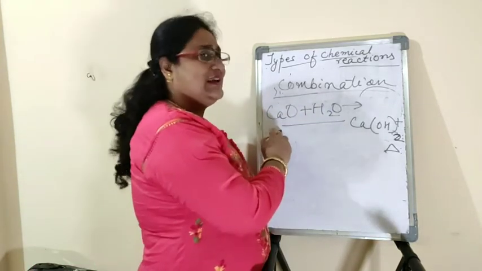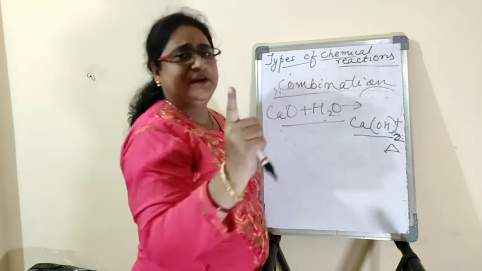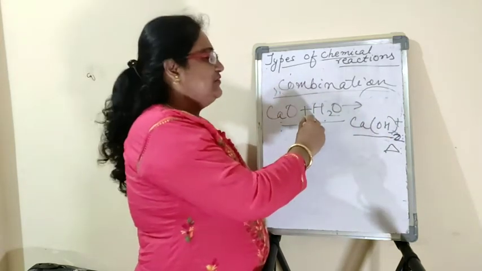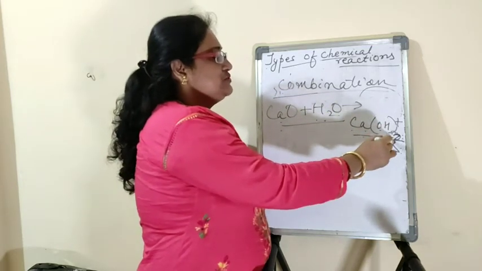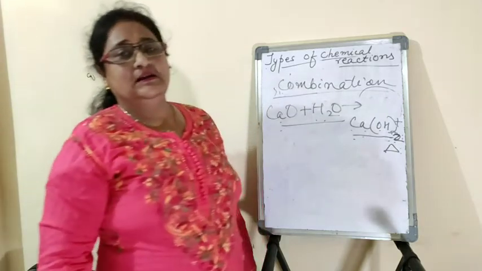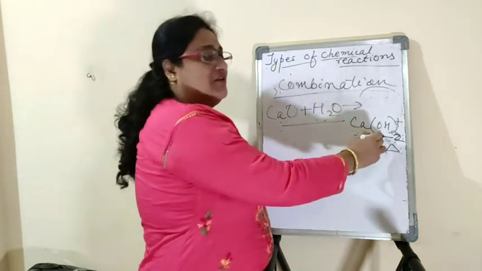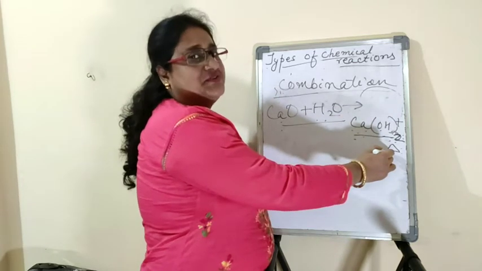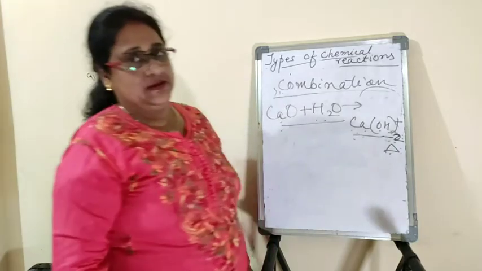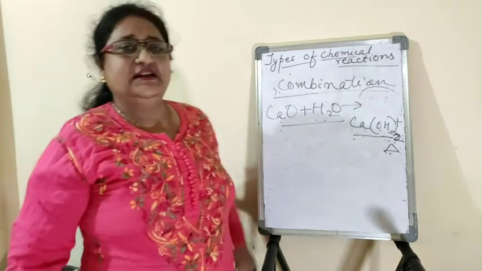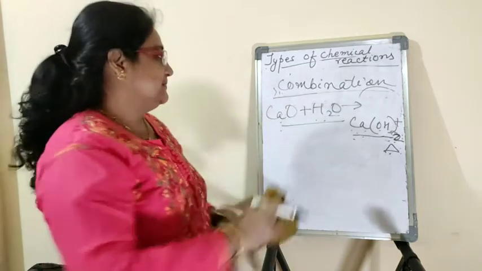As the slaked lime reacts with water, it forms a single product. When two reactants react with each other to form a single product, that is Ca(OH)2, which we also call lime. So calcium hydroxide plus heat is generated in that reaction. So it is exothermic too. Clear? If you have any doubt regarding the combination reaction, just write in the comment box.